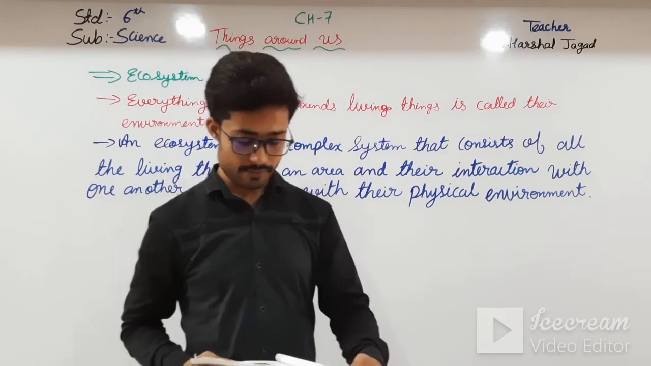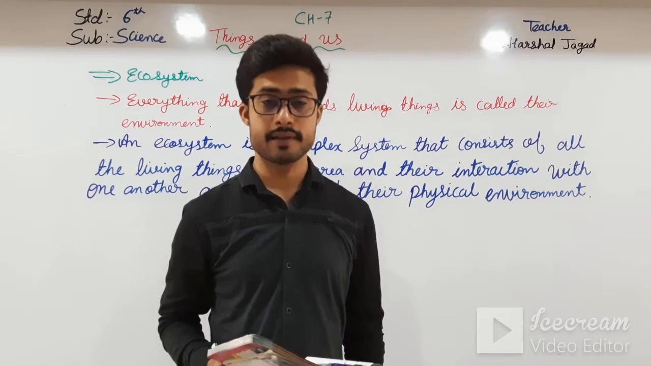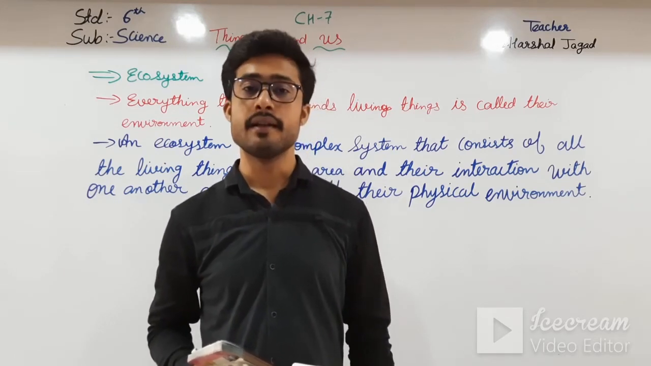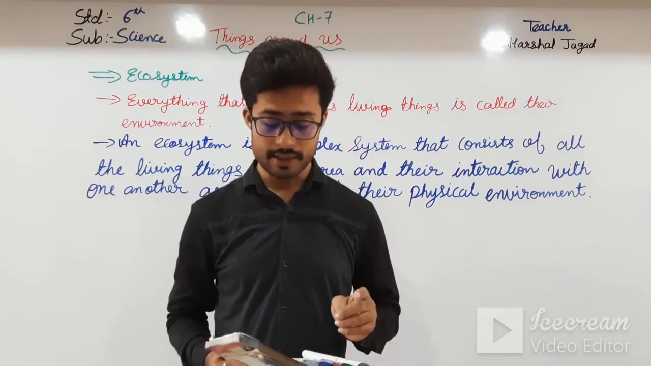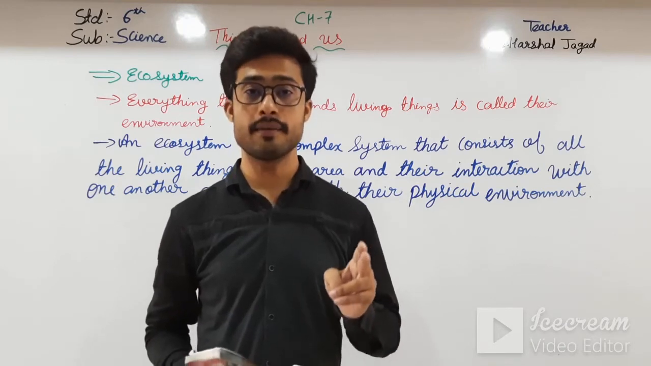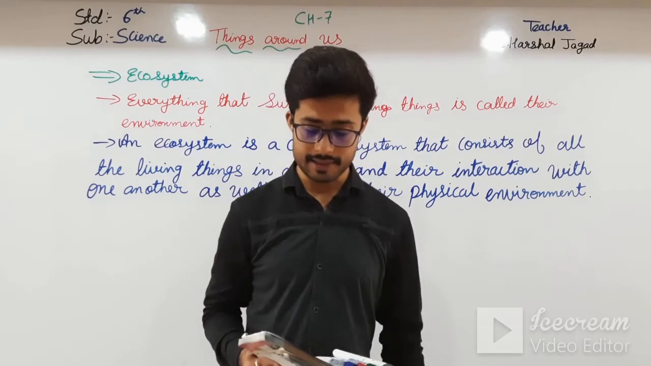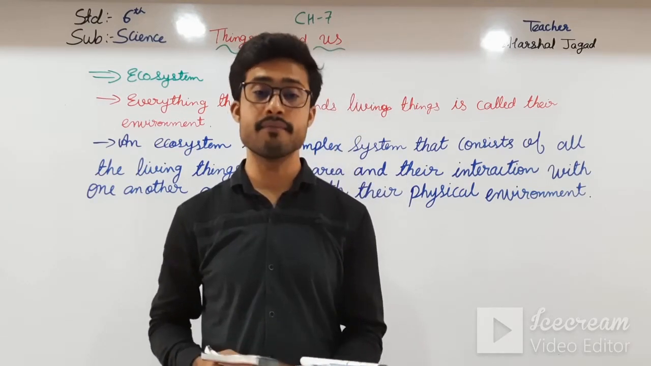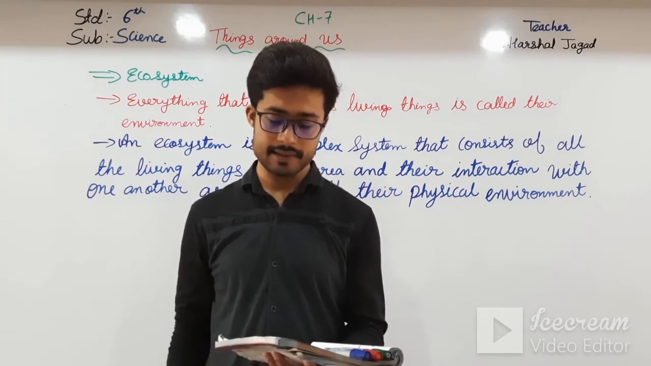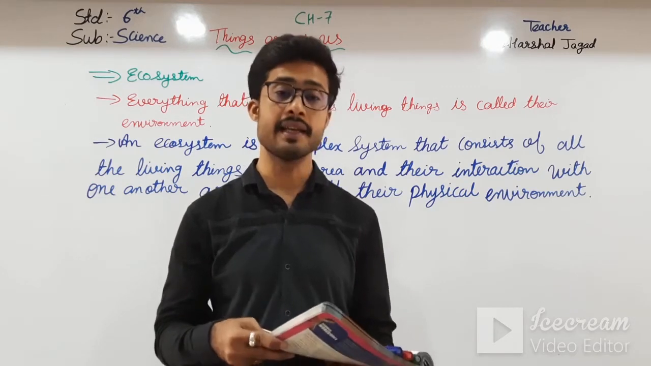Then moving forward, an ecosystem consists of both living things and non-living things. Living things are known as biotic and non-living things are known as abiotic. So all living things such as plants, animals and microorganisms are the biotic components of the ecosystem. All non-living things such as air, light, soil and temperature are abiotic components of the ecosystem.